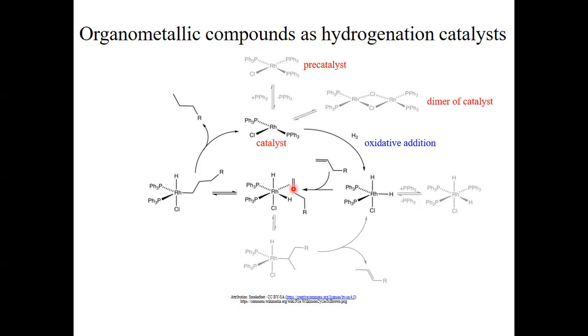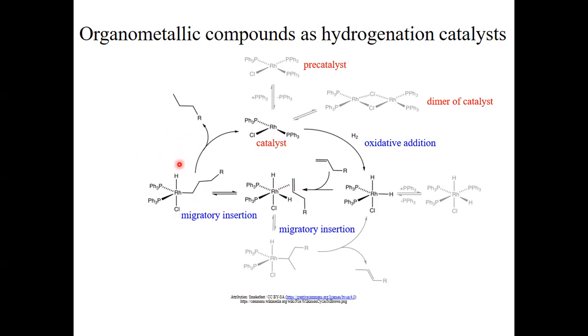Bind side-on to this pentacoordinate species to make this octahedral species. And that species can then undergo a migratory insertion. So the carbon-carbon double bond inserts into a rhodium hydrogen bond to make this molecule here with a longer alkyl group.